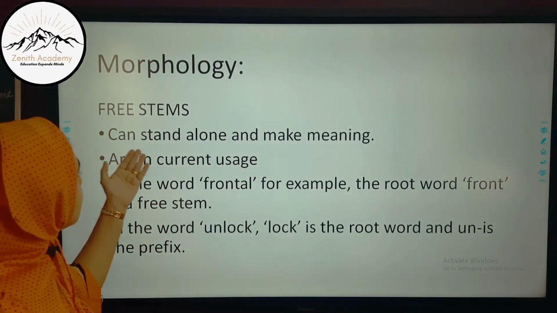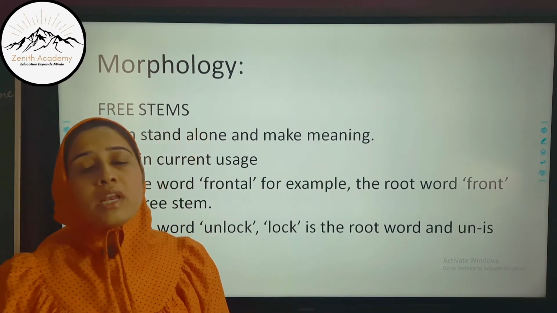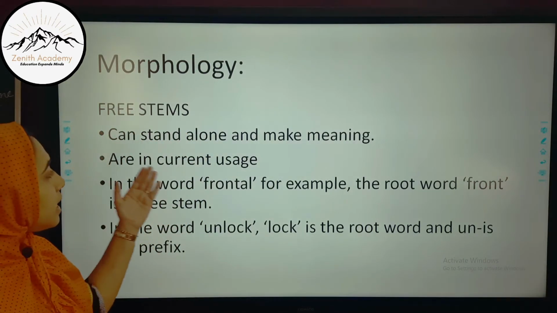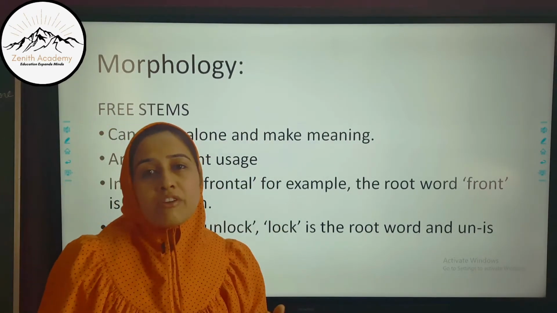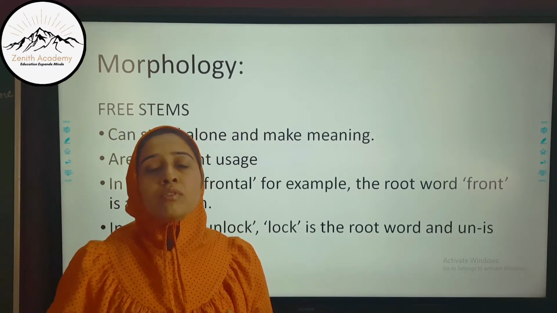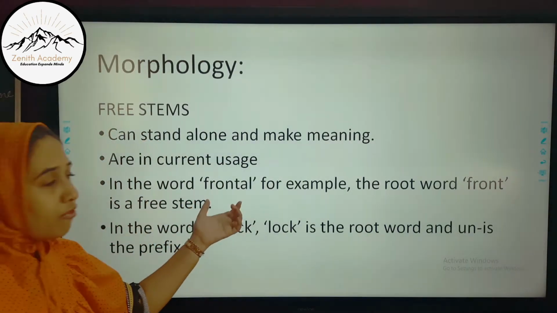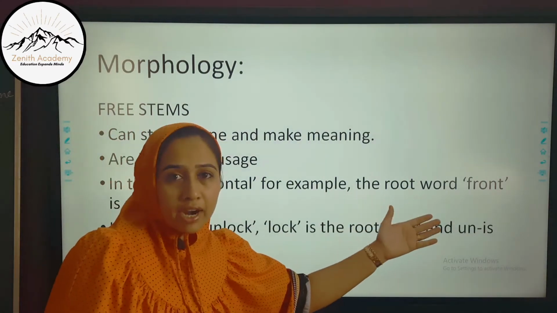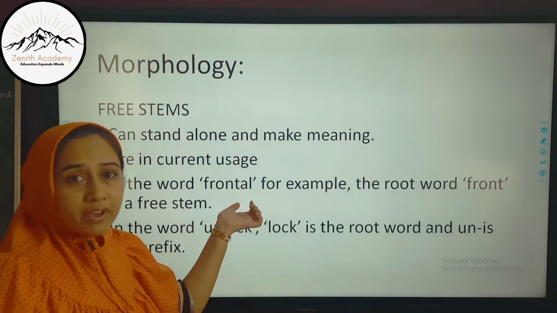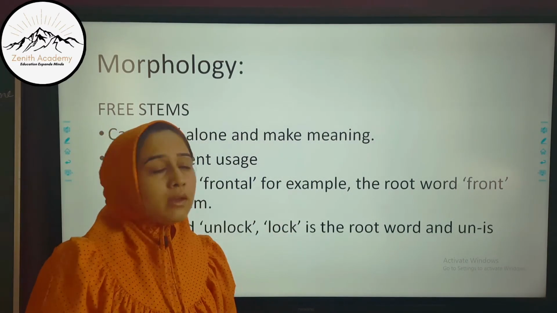Free stem root words can stand alone and can make meaning on their own. They do not specifically require any suffix or prefix to complete their meaning. They are in current usage, meaning that without a suffix or prefix these words also make individual meaning and can be used in any sentence or in conversations. In the word frontal, for example, the root word is front and is a free stem because without the suffix al also, the root word front is used and makes a meaning.